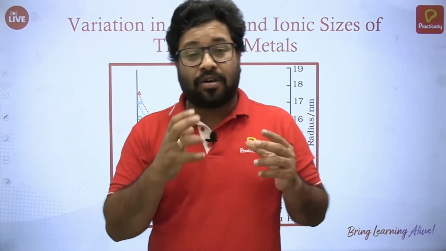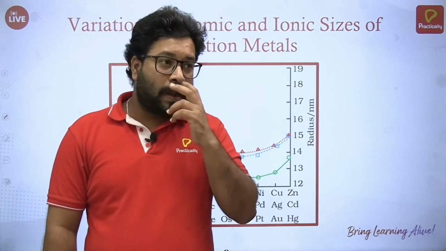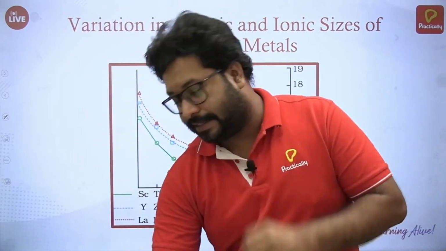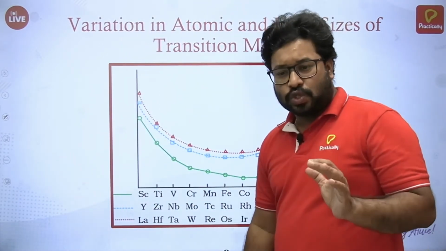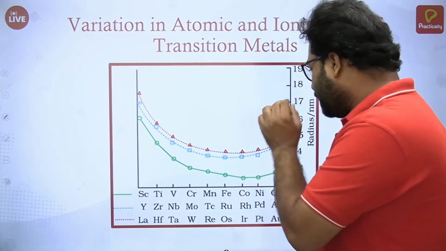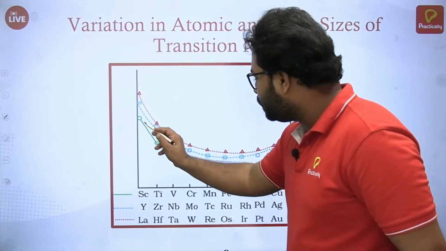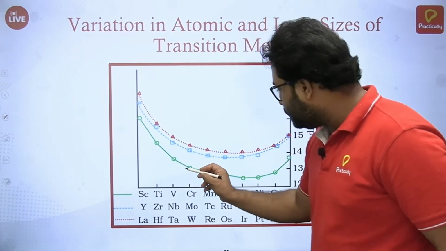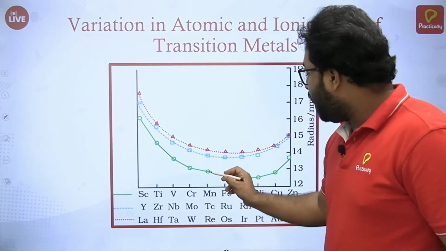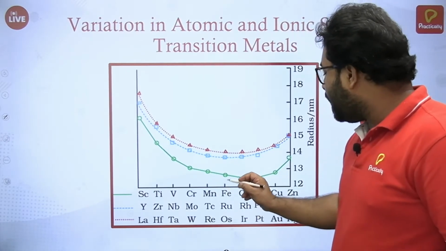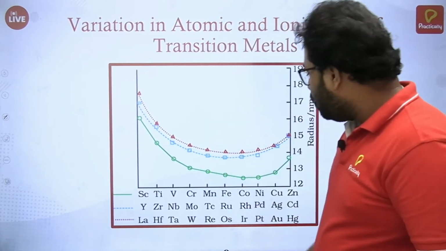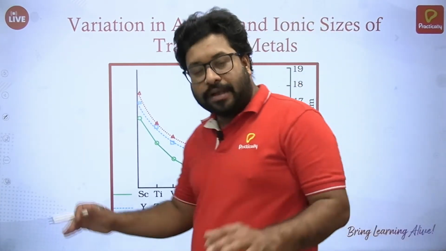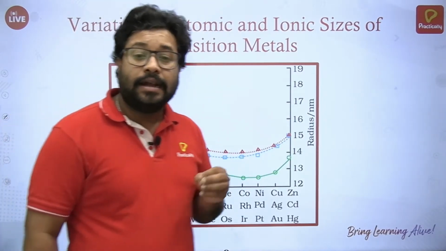If you are talking particularly about transition elements, the picture is different. And how is it different? Let's see. The factor which I just told you, that size decreases, is applicable from scandium, titanium. Scandium, titanium, size has decreased, vanadium size has decreased, chromium size has decreased, manganese size has decreased. In fact, till iron also size has decreased. Or let's consider it till chromium only. Till chromium, size has decreased considerably.